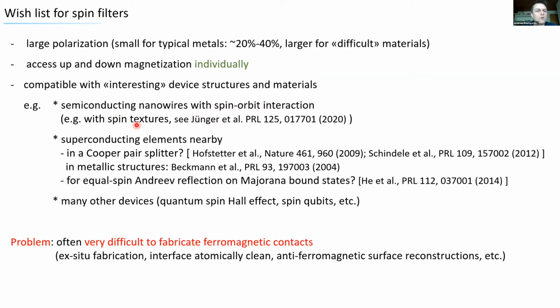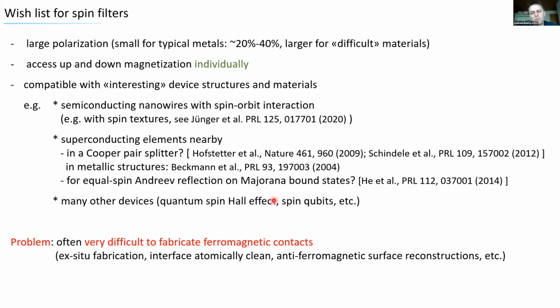So we often work with semiconducting nanowires with a strong spin-orbit interaction. There you could have some spin textures, which we recently reported. But it's also interesting to have superconducting elements nearby. One topic that we used to work on a lot is Cooper pair splitters, where you have the spin singlet of a Cooper pair, you separate the two spins, one is spin up, one is spin down in the end. This has been done with ferromagnets some 16 years ago already in metallic structures.